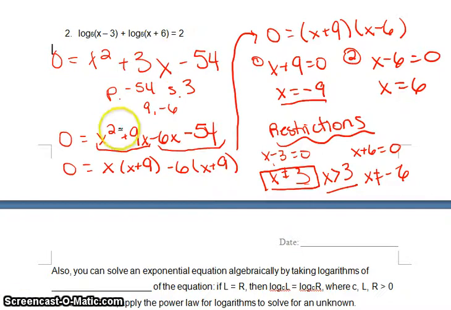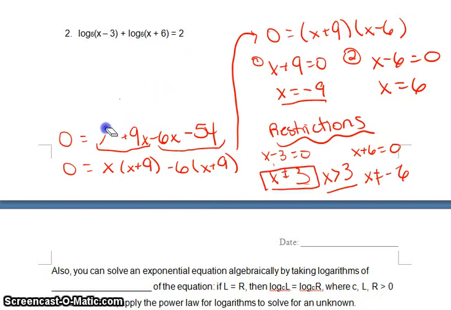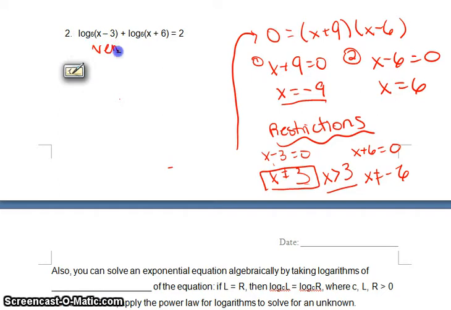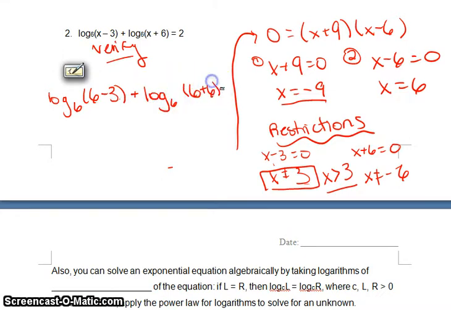So I'm just going to erase our left-hand side there. Hopefully you guys have that down by now. Alright, so to verify here, we're going to plug x is equal to 6 into the original log function. So we have log base 6 of 6 minus 3 plus log base 6 of 6 plus 6, and that should be equal to 2. So here we got log base 6 of 3 plus log base 6 of 12 is equal to 2.